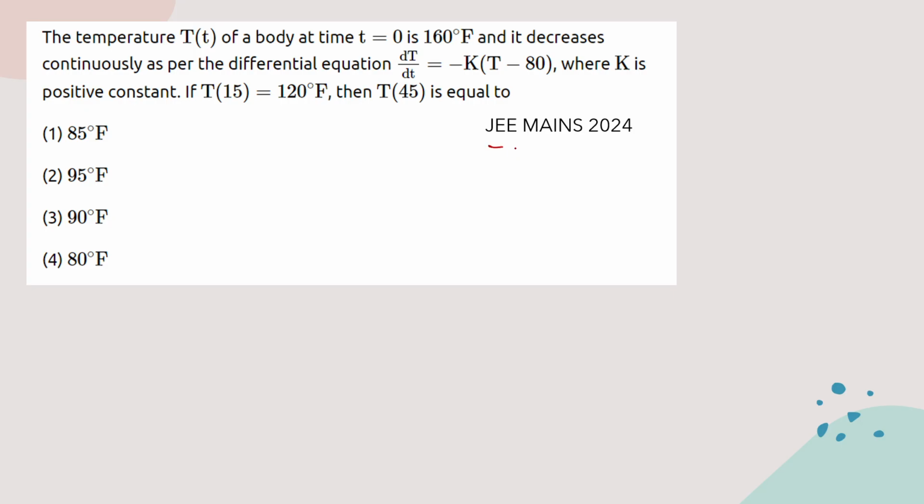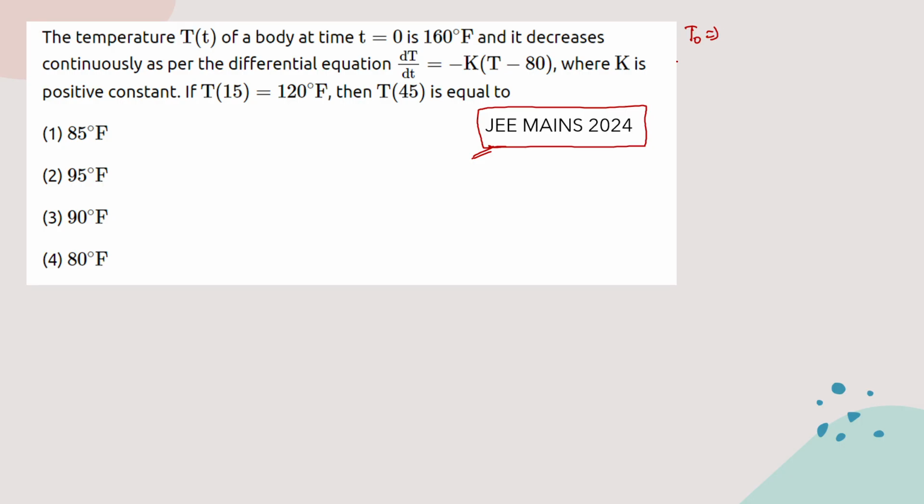It is an important one. This is the question that has been asked in JEE Mains this year only. Okay, so what is it? It is saying that the temperature T of a body at time t is equal to 0 is given. It means they are giving you T0, as I said, that initial temperature of a body, right?